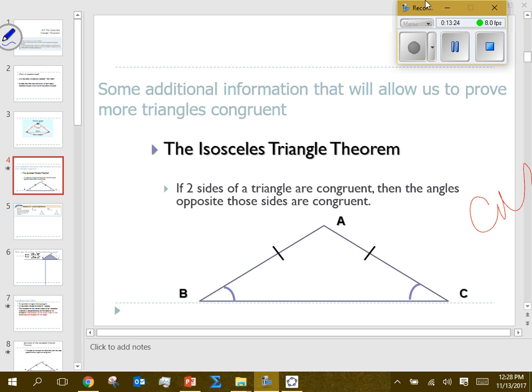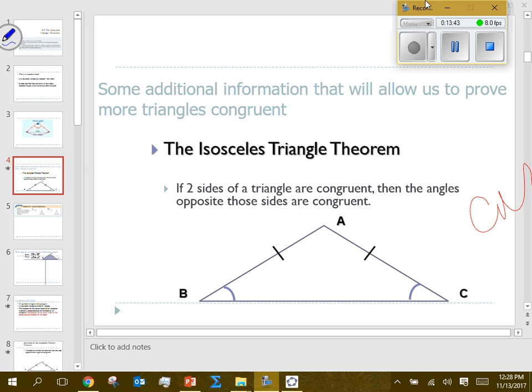And this says that if two sides of a triangle are congruent, so your if statement is setting up the condition that you have an isosceles triangle in front of you, right? If two sides of a triangle are congruent, then the angles opposite those sides are congruent. The angles opposite those sides are congruent.